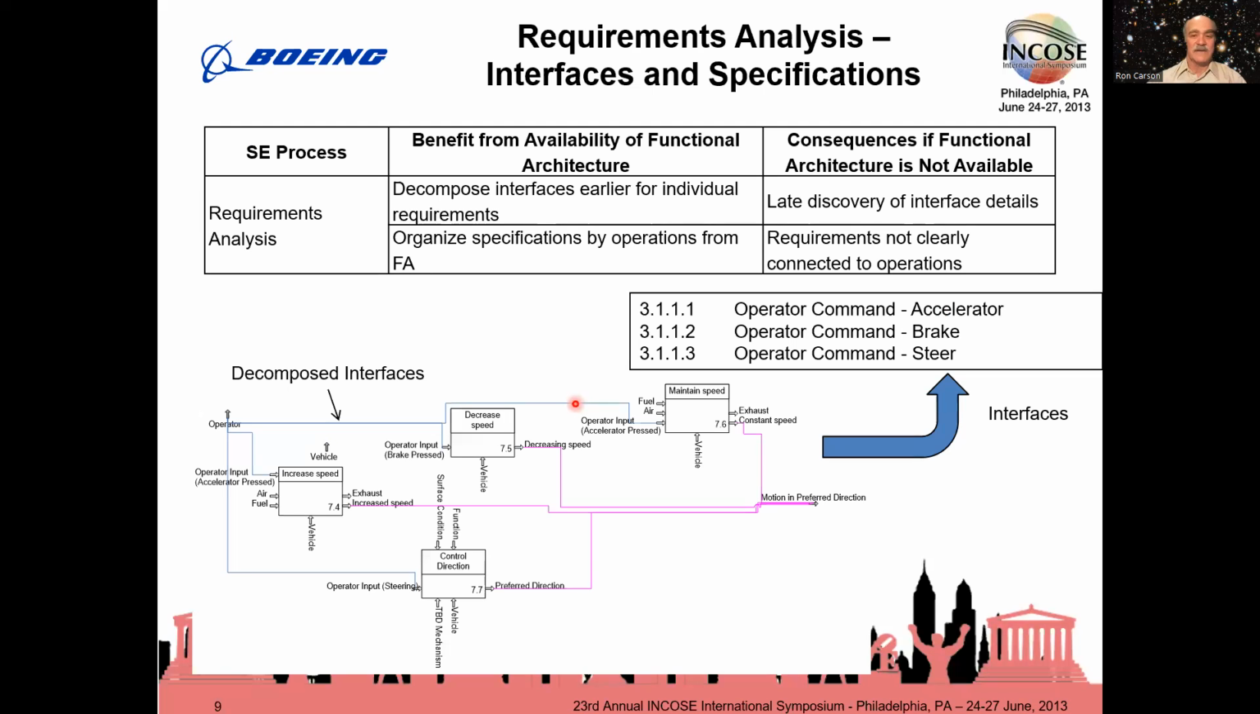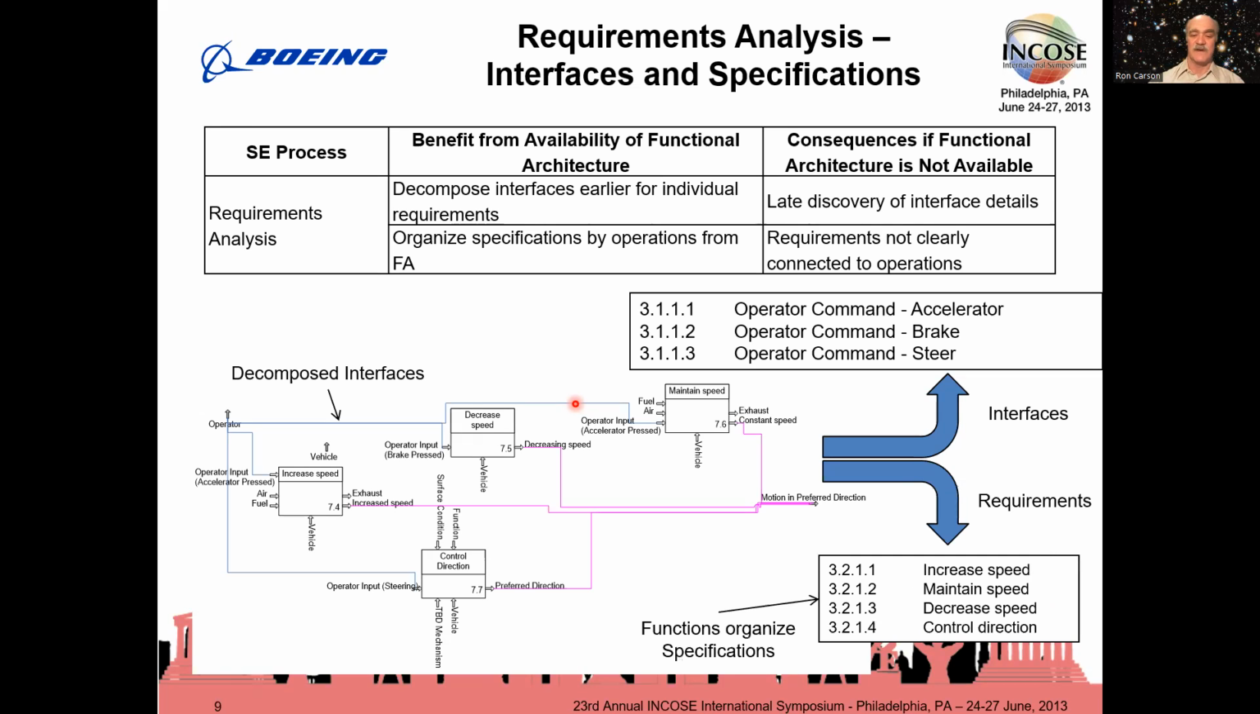If we're not clear about this, then we may have late discovery of those interface details, the requirements not related to the interfaces, and conflict with the interface partners about exactly what the characteristics of those interfaces are. So we want to avoid those future conflicts by defining things up front.